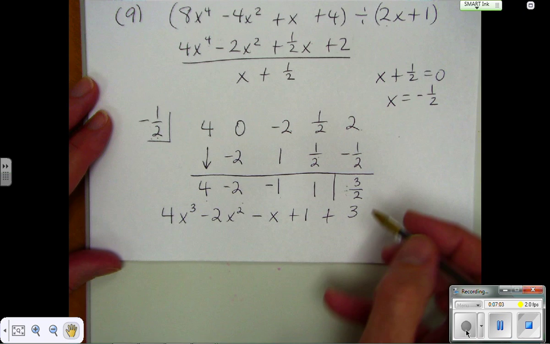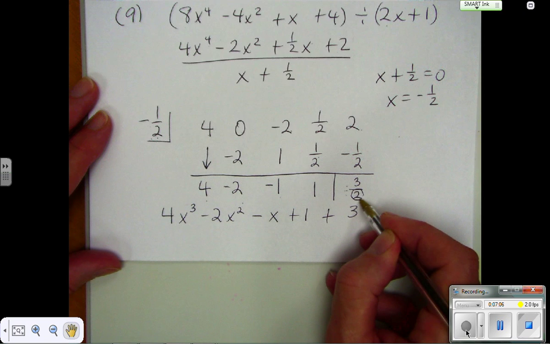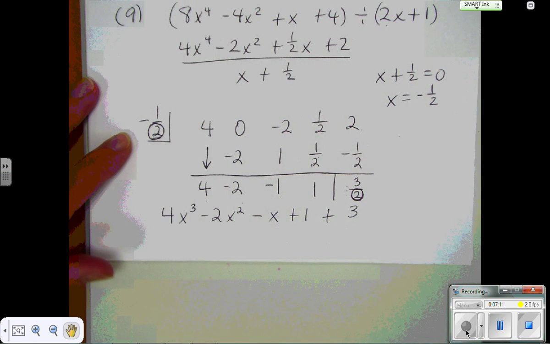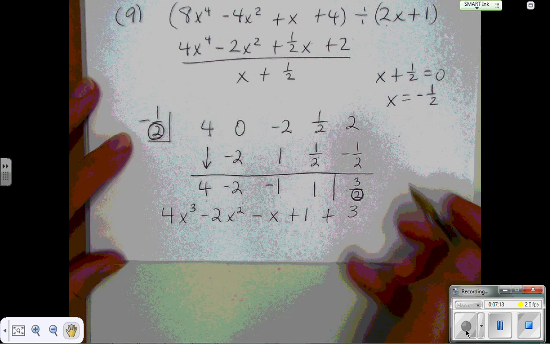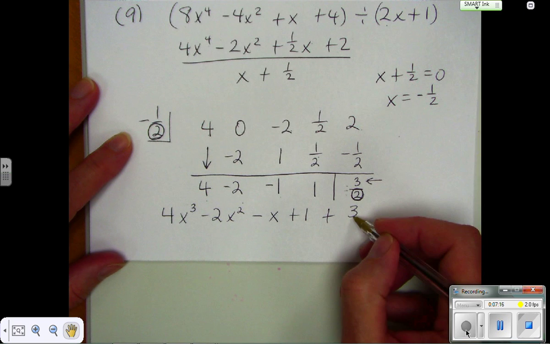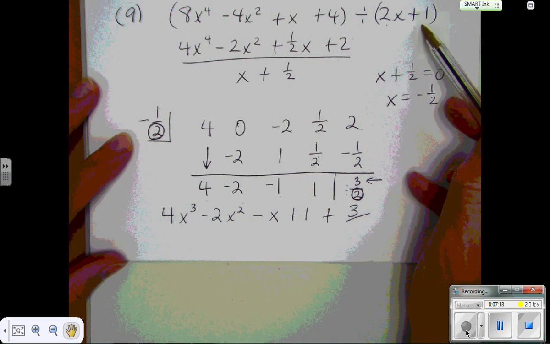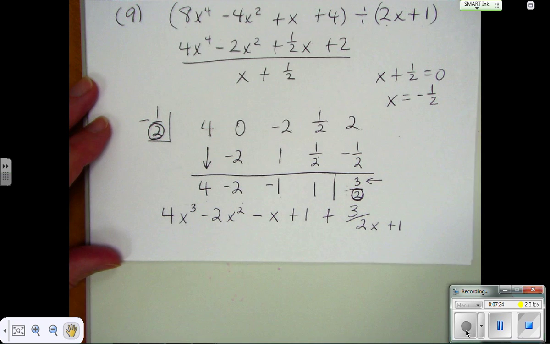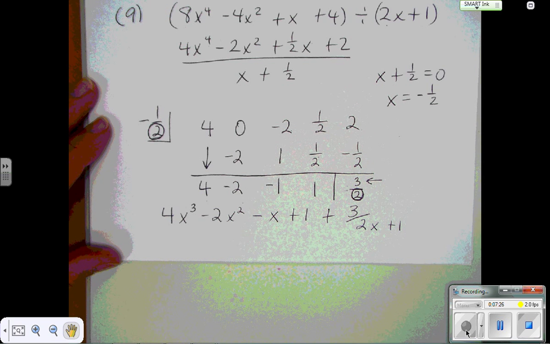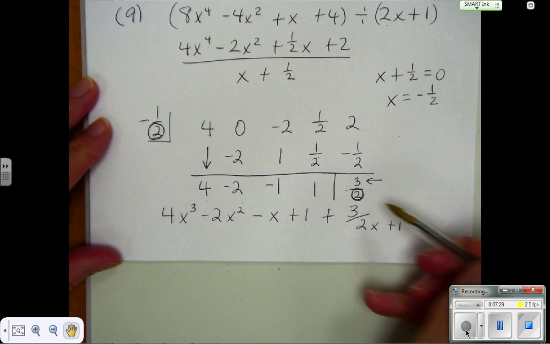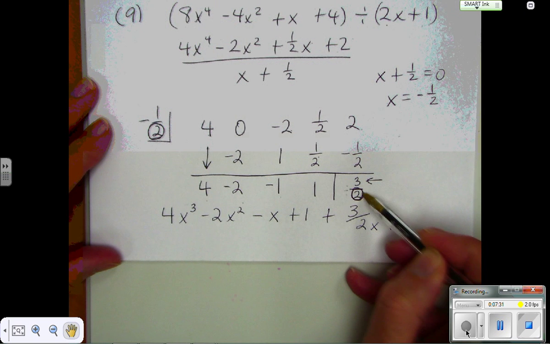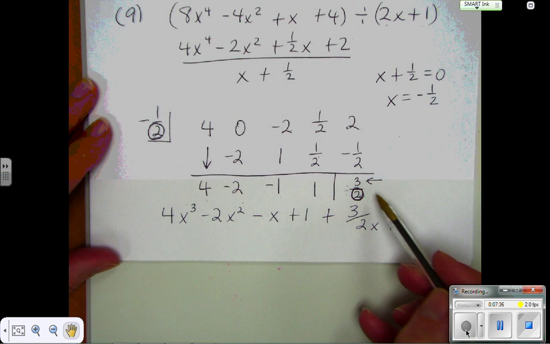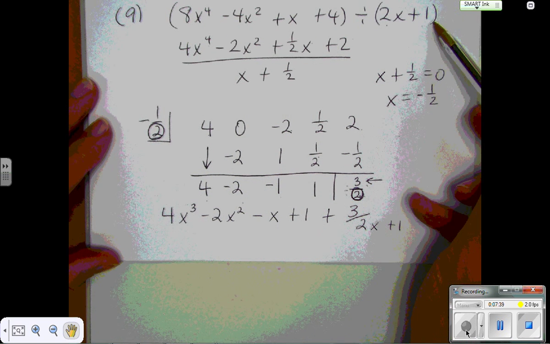Now let me tell you this little shortcut method. The denominator in your remainder is the same as the denominator that you divided by. So a shortcut would be to only write the numerator and put it over the original divisor, 2x plus 1. In class, we can talk about this some more, and I can go into more detail about why it works that way. But for now, that's a shortcut. As long as the denominator of your remainder matches the denominator of what you divided by, you can just put the numerator over the original divisor.